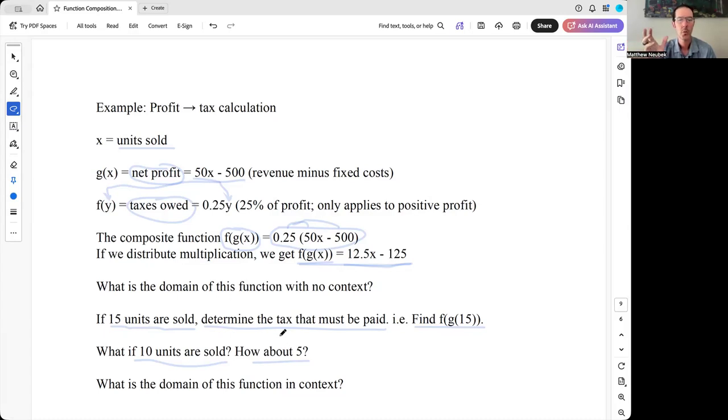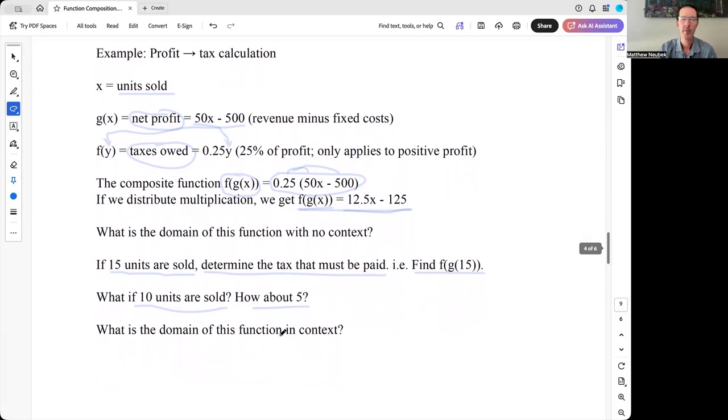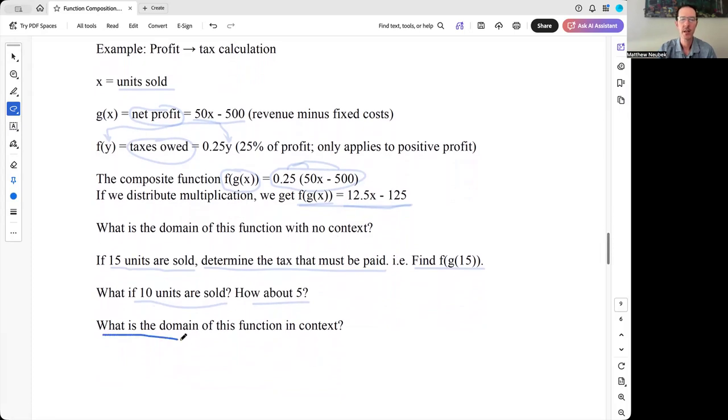So let's bring it back to our very first topic of conversation in this lesson, which is domain. In the context of this question, does putting a 5 into our composite function and getting an answer of negative $62.50 make sense? Does 5 seem like a good number that we should plug into our composite function? No. Very good. Do you think 6 or 7 or 8 or 9 would be a good number to plug in?